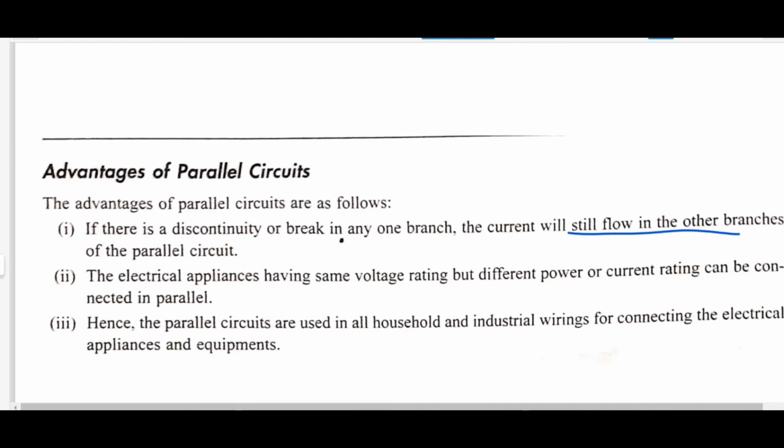Then electrical appliances having the same voltage rating but different power or current rating can be connected in parallel. That is what we are using in household domestic appliances. Parallel circuits are used in household and industrial wiring for connecting electrical appliances and equipment. So students, I hope in this video you can understand how series resistors and parallel resistors are connected, how to find the equivalent of the same, and its limitations, advantages and effects.